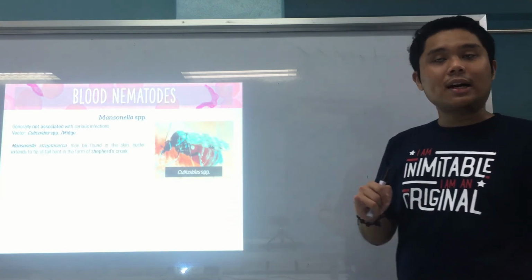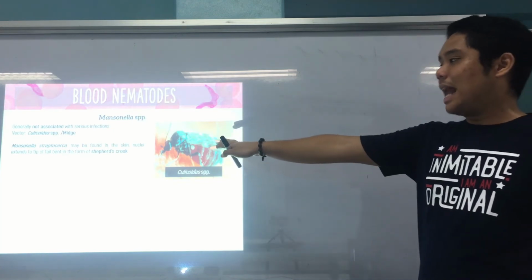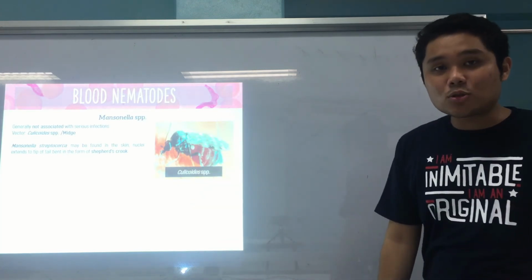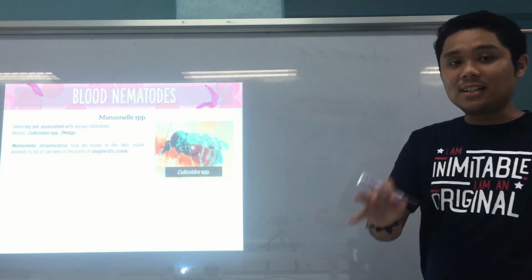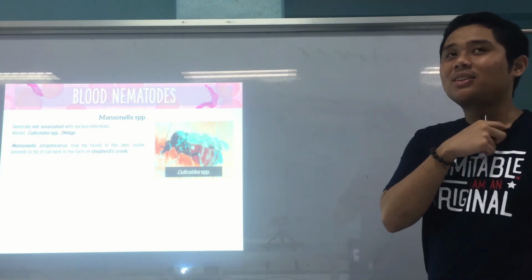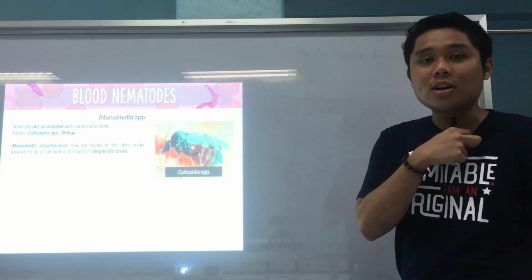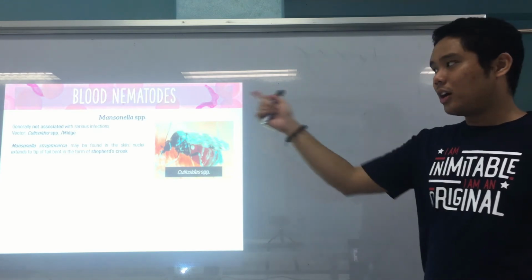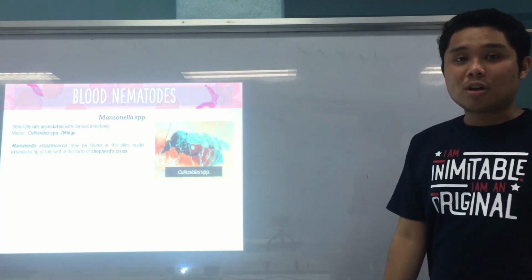You have Streptocerca. For Streptocerca, always take note that the nuclei extend to the tip and the tail is bent, similar to a shepherd's crook. Please take note of that. The shepherd's crook tail is seen in Mansonella streptocerca.